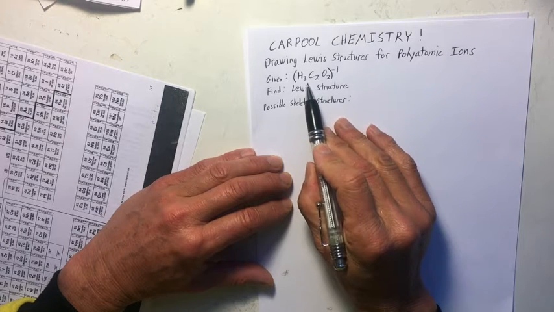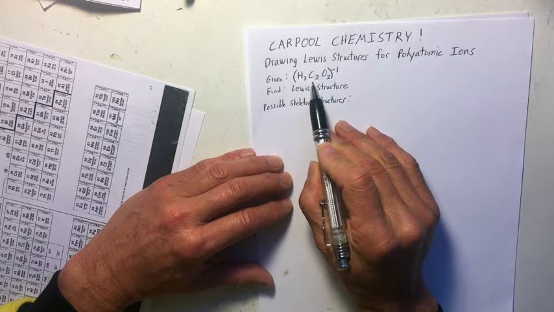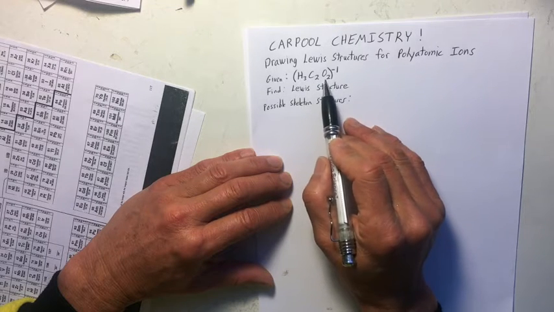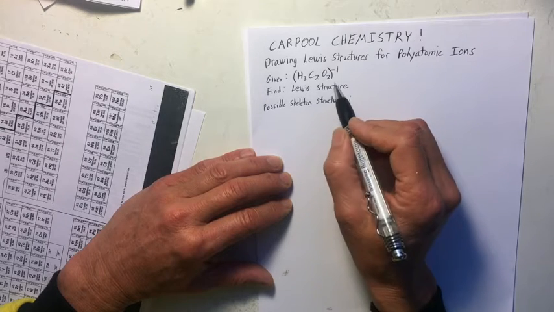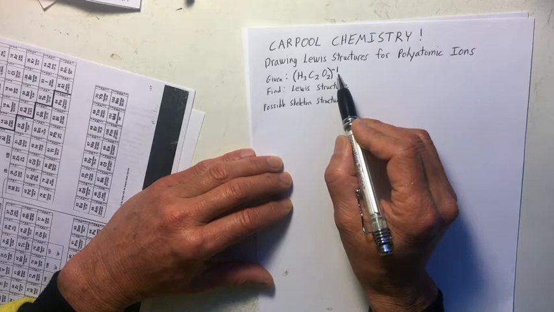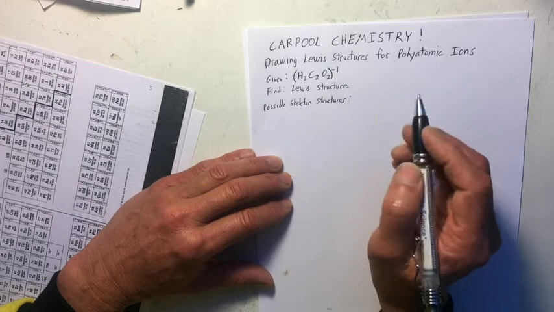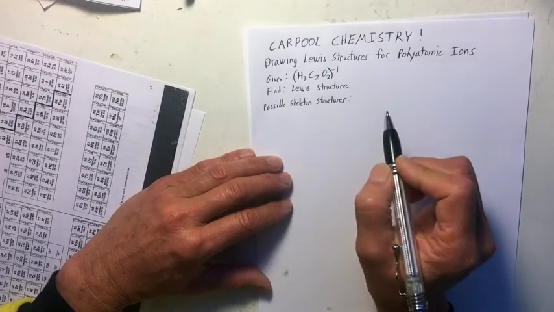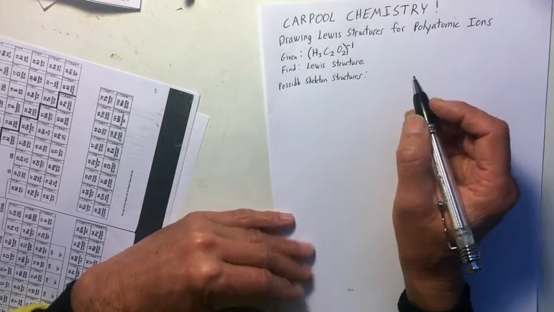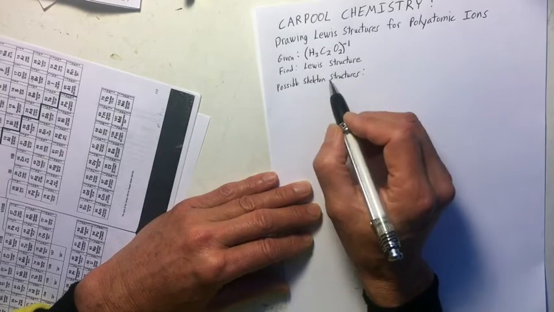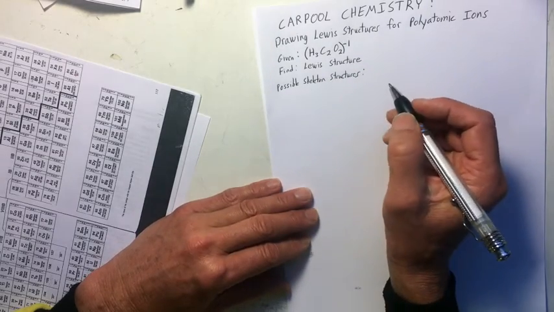Let's take a look at the acetate ion. This is a group of atoms, 3 hydrogens, 2 carbons, and 2 oxygens that as a group has a -1 charge. As we know, that means it gained an extra electron somewhere along the way. We're going to find the Lewis structure for this. Well, we start off by listing the possible skeleton structures. How could these atoms be linked together with bonds?